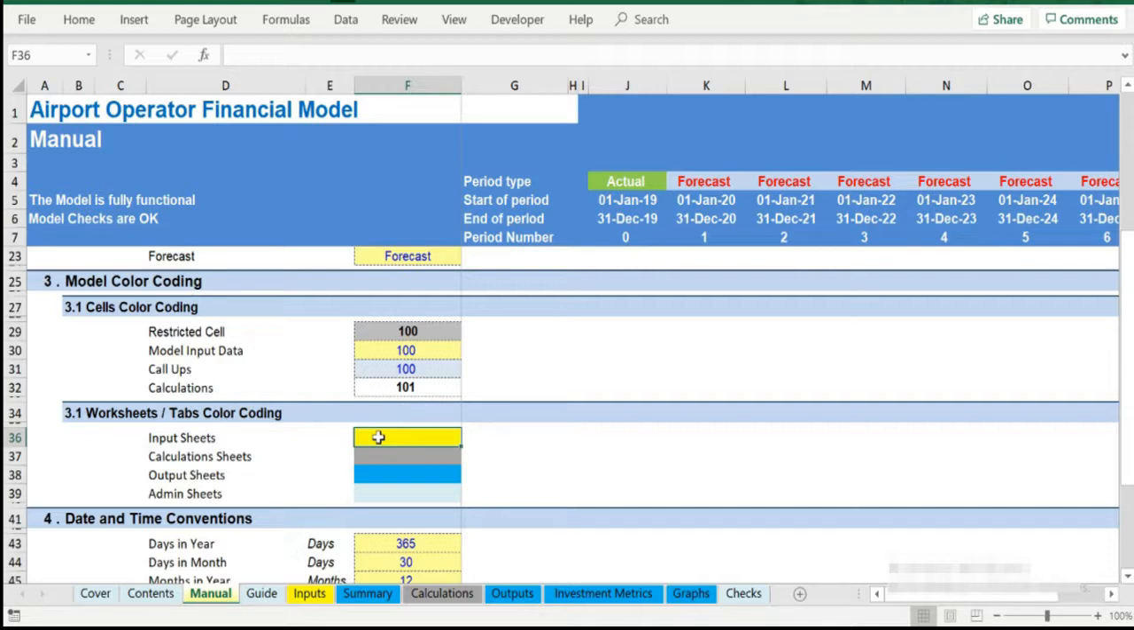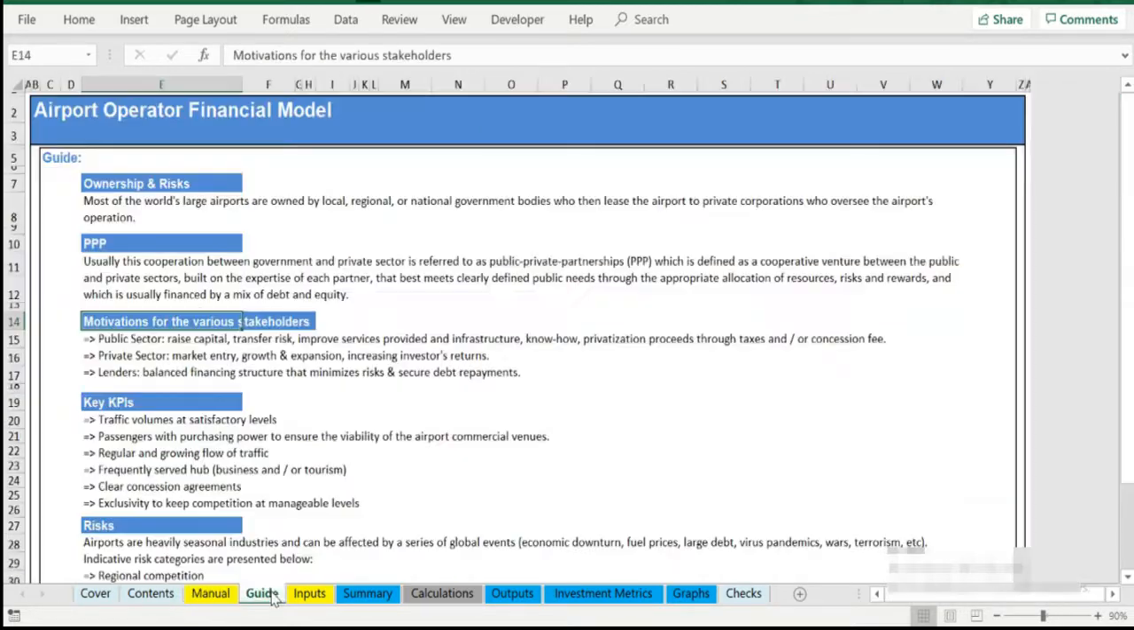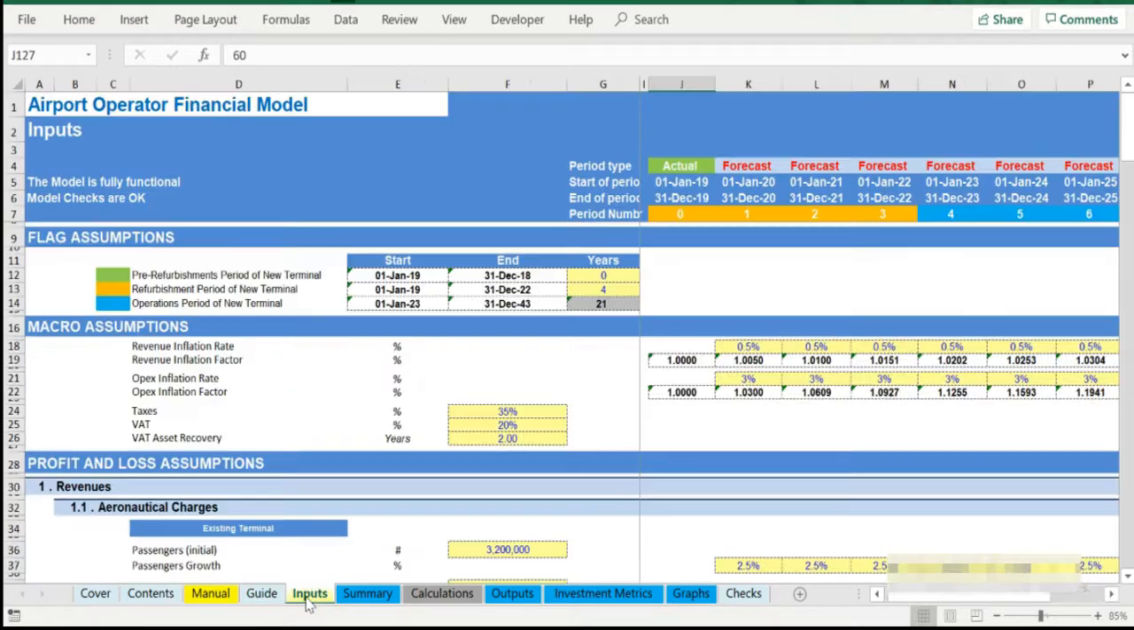There is also a color coding for the various tabs of the model. Yellow tabs are mostly assumptions tabs, gray tabs are calculations tabs, blue tabs are outputs tabs, that is effectively results or graphs, and finally light blue tabs are admin tabs, for example, the cover page, contents, and checks. Guide tab: this tab helps you to gain a grasp of the main value drivers and critical issues of the business.